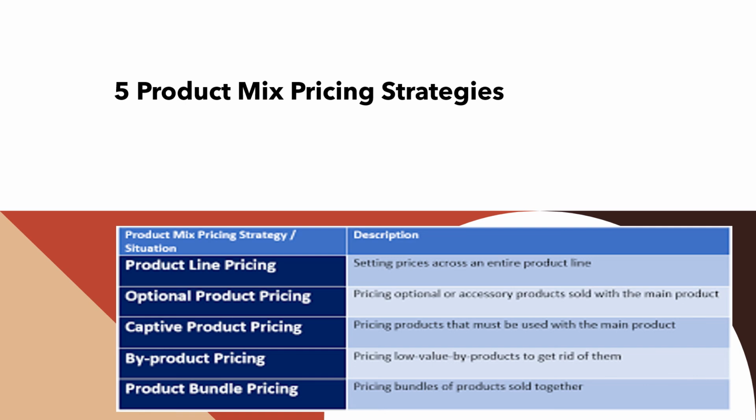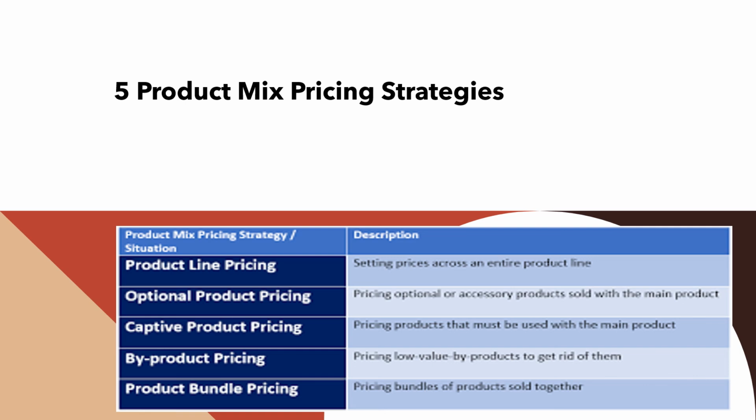Third is captive product pricing. When we speak of captive product pricing, the company makes a product that must be used along with the main product. In optional product pricing, we should think of products that can be bought or sold with the main product. Examples for captive product pricing are razor blades, cartridges, and printer cartridges.